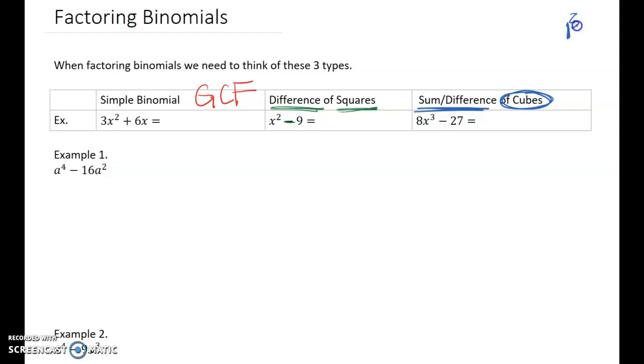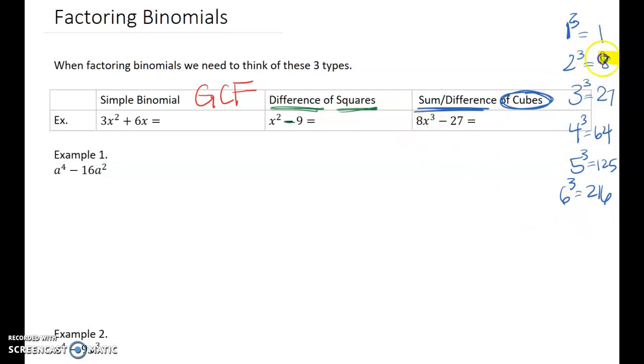Let's see. 1 cubed equals 1. 2 cubed equals 8. 3 cubed equals 27. 4 cubed equals 64. 5 cubed equals 125. 6 cubed equals 216. And I could keep going, but these are the typical ones that we see. So we just need to check, is 8x cubed a perfect cube? Well, 8 is a perfect cube because it's right here.